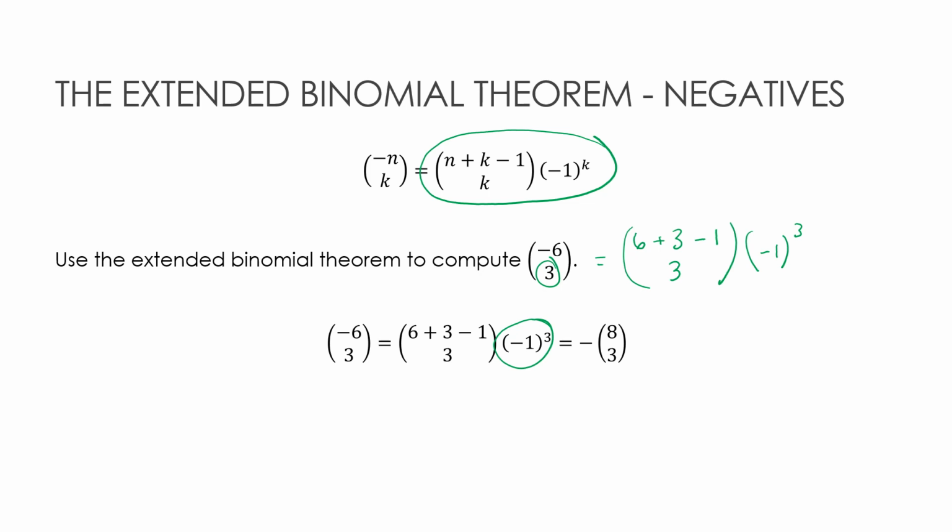So what I have here then is 6 plus 3 is 9, minus 1 is 8. 8 choose 3. And of course the answer is going to be negative because negative 1 to the third is a negative 1. So there's my solution. Again, could I go ahead and find that solution? Of course, but we're more interested in showing the correct way to find it as opposed to actually getting your calculator out to find what 8 choose 3 is.